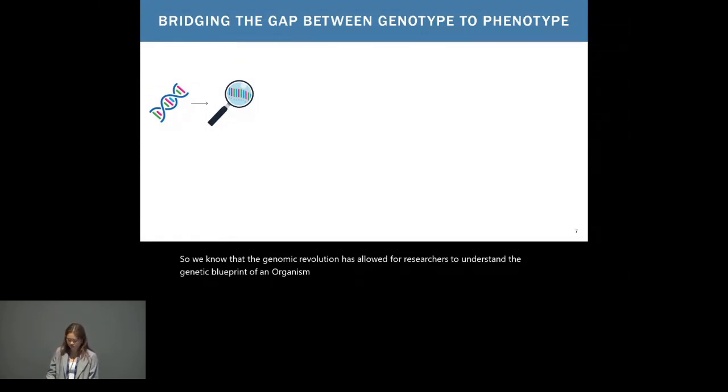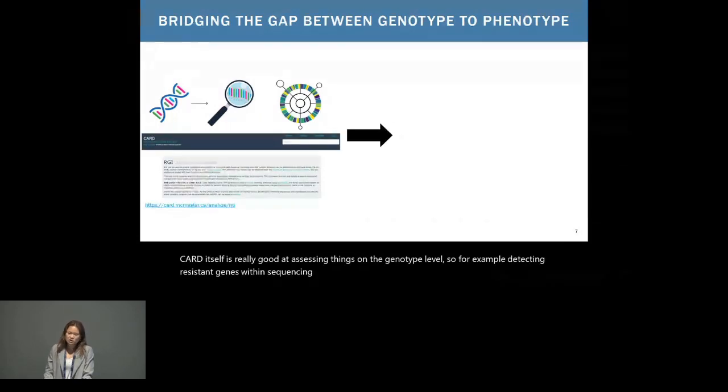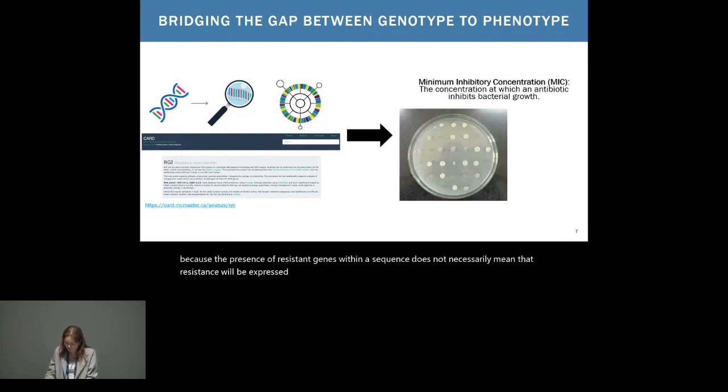And CARD itself is really good at assessing things on the genotype level. So for example, detecting resistant genes within sequencing data. Now, the issue is, even though we have the sequences, the sequencing information can fall through when there's no phenotypic testing. Because the presence of resistant genes within a sequence does not necessarily mean that resistance will be expressed phenotypically.